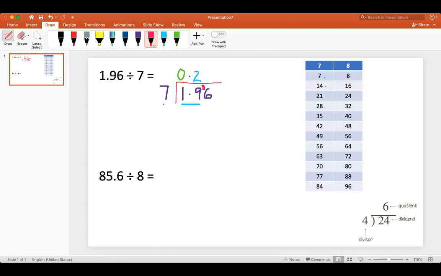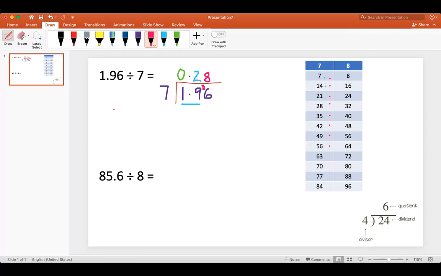I can now ask myself, how many groups of 7 can I make with 56? So let's have a look. 1, 2, 3, 4, 5, 6, 7, 8. And I can make 8 whole groups. So I can pop my 8 here. And I've now finished the calculation.